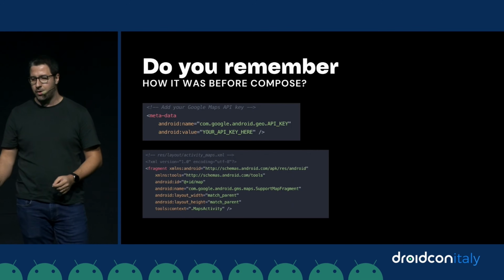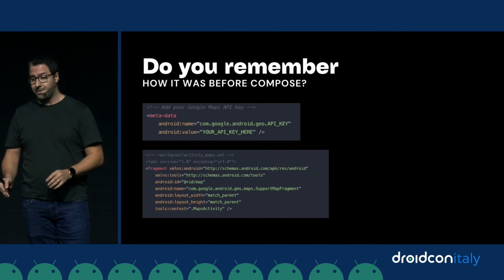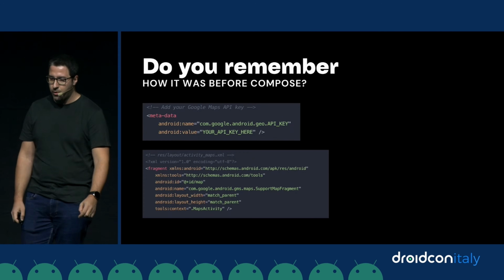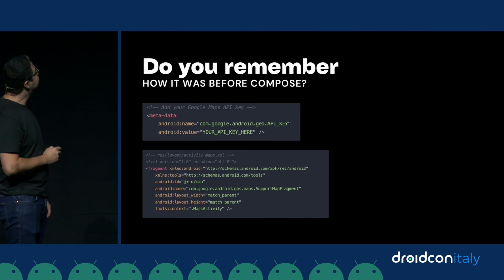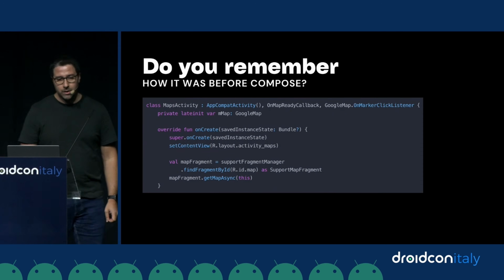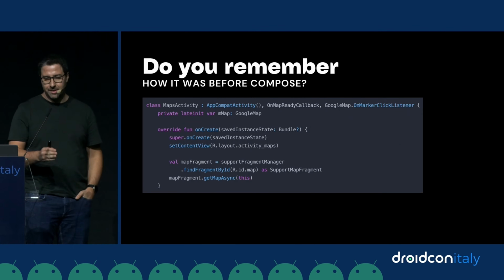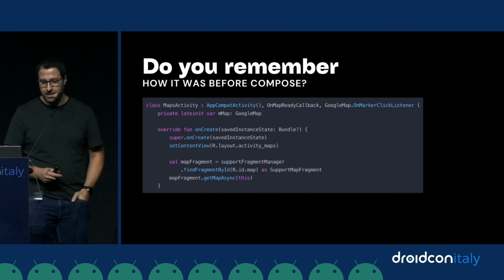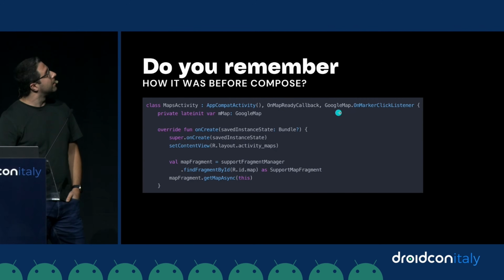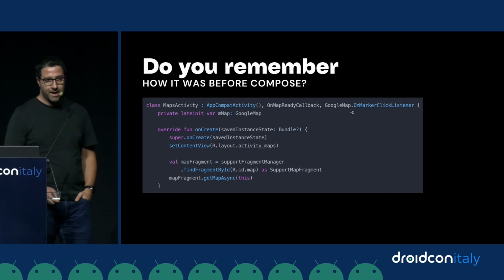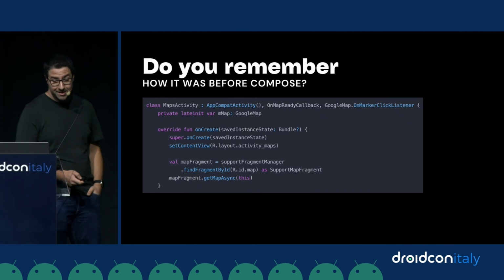You would have to configure your API key, and of course, this is probably the only thing that is still the same. You would need to configure your fragment, import a support map fragment, and set up your activity. After that, you would need to go into your activity, import the view, call getMapAsync to start the map loading, and of course implement the onReady callback and the onMarkerClick listener, so you could be notified once your map was ready to use and when each of your markers was clicked.